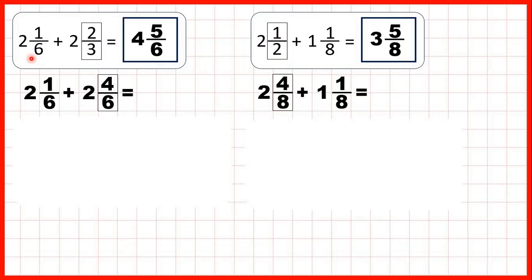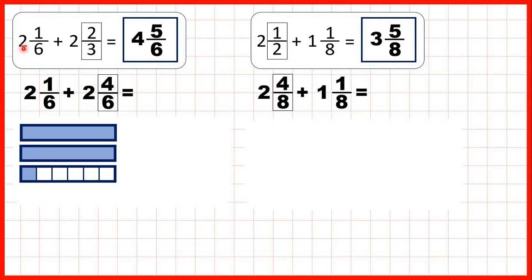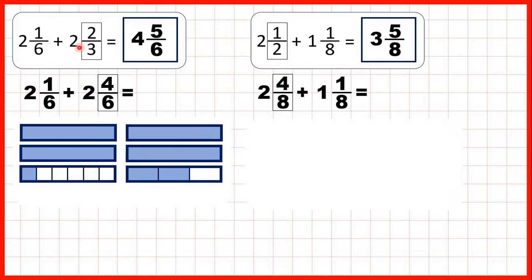So let's see what we did here. For this first question, we started with 2 and 1/6, so we can show 2 whole fraction bars and 1/6 of another one, and we were adding 2 and 2/3. But to add the fractions, we changed those 2/3 into 4/6. So when we added that to the 1/6, that gave us 5/6. Then we added the whole numbers, and 2 plus 2 is 4, so that gave us our answer, 4 and 5/6.